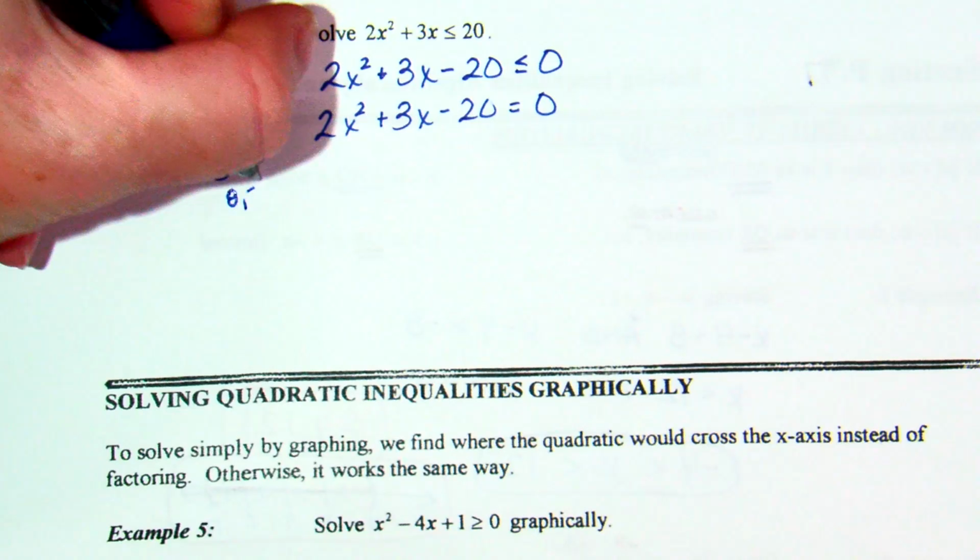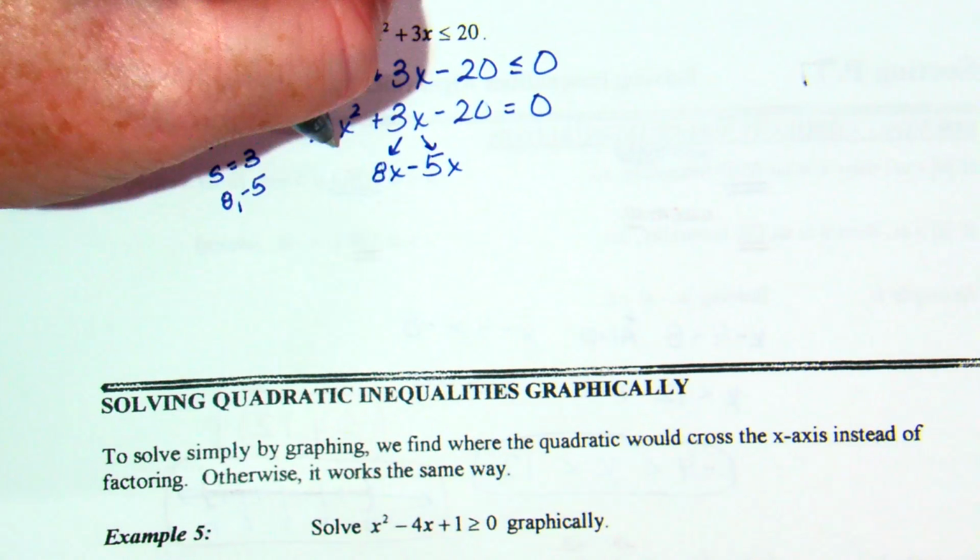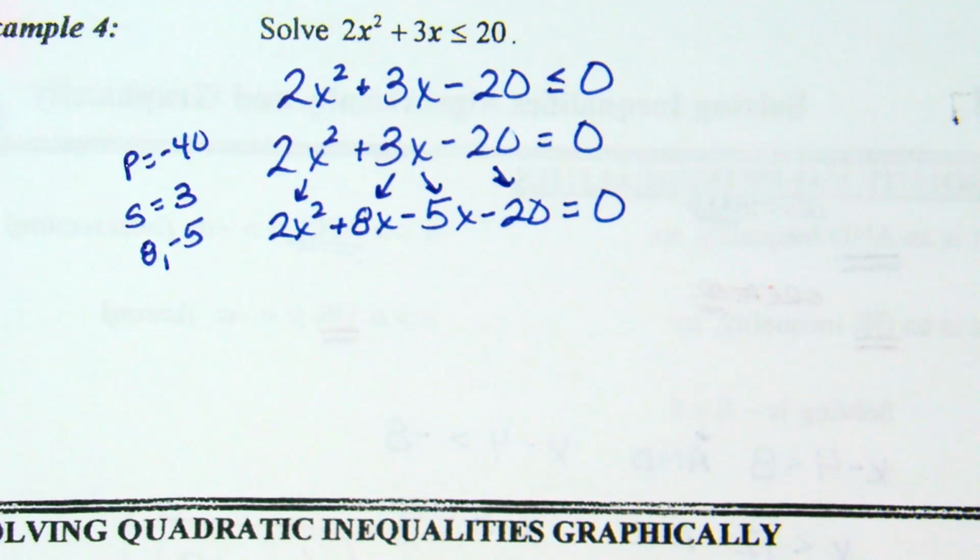What do I do with that positive 8, negative 5? Split the middle term. So I'm going to split it as a positive 8x minus 5x. The 2x squared will just carry down. The minus 20 will just carry down. Still equal to 0. I've got 4 terms. Continue the process. What do we do? Split them in half. GCF of the first 2.